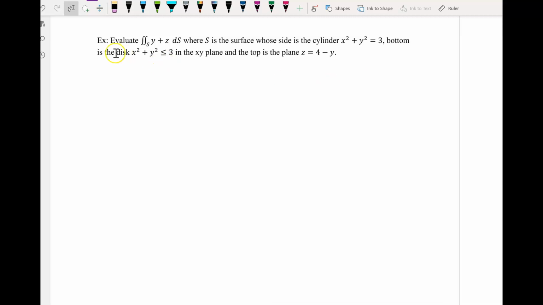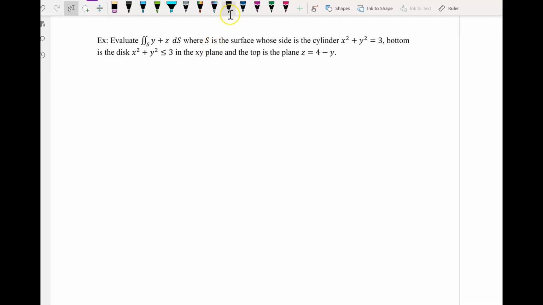So let's try out this example. We want to evaluate the surface integral of y plus z dS, where S is a surface whose side is a cylinder, x squared plus y squared equals 3. The bottom is a disk, x squared plus y squared is less than or equal to 3 in the xy plane. And the top is the plane z equals 4 minus y.